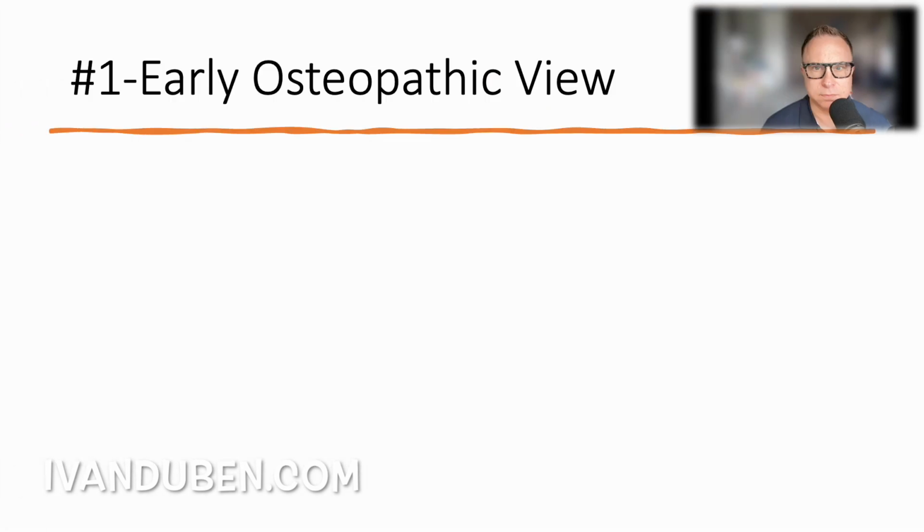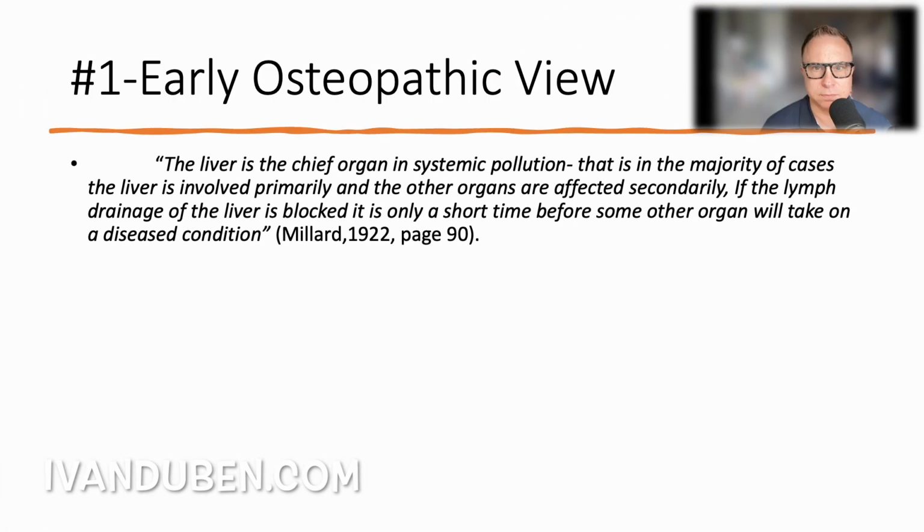Some early osteopathic viewpoints. According to Millard, the liver is the chief organ in systemic pollution. That is, in the majority of cases, the liver is involved primarily and the other organs are affected secondarily. If the lymph drainage of the liver is blocked, it's only a short time before some other organs will take on a diseased condition. That quote's 100 years old. It's just as relevant today as it was back then.